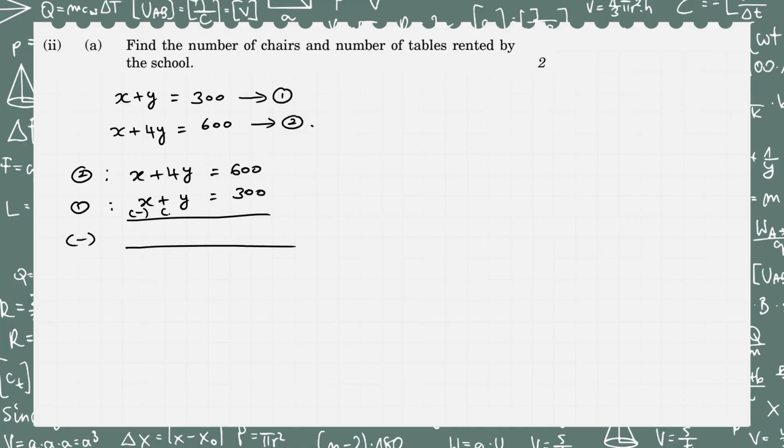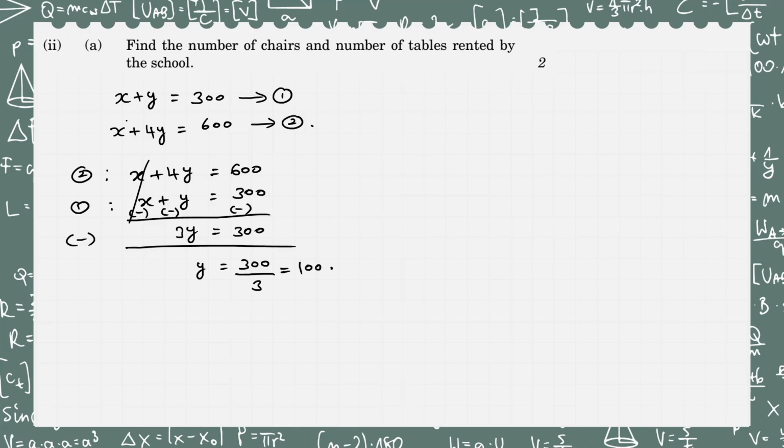So changing the signs for everything, x cancels. 4y minus 1y will be 3y. 600 minus 300 will be 300. Right? So that gives us y equal to 300 divided by 3. That is 100.